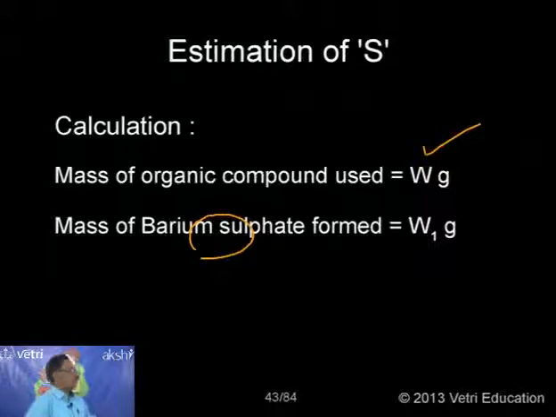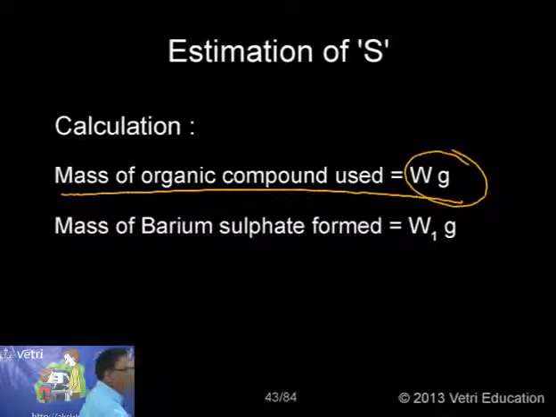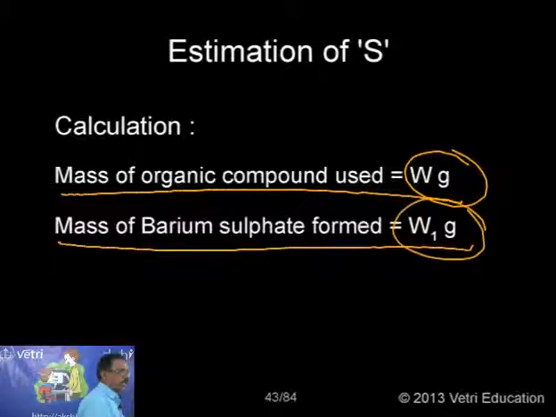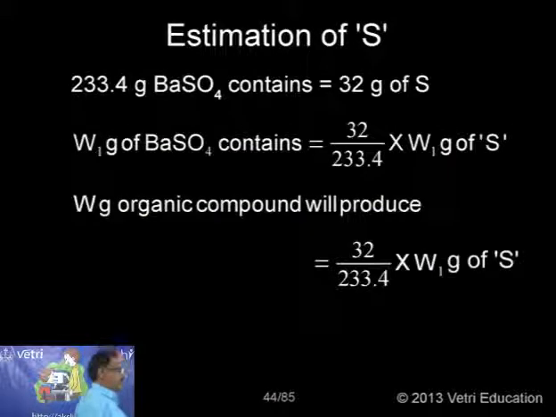This is the calculation we are going to use now. Mass of organic compound used is W gram. Mass of barium sulfate formed is W1 gram. Kindly follow. These are the only two readings we have: W gram of organic substance we used, and W1 gram, nothing but the mass of barium sulfate precipitate formed. From these two readings, I am going to estimate the percentage of sulfur as follows.